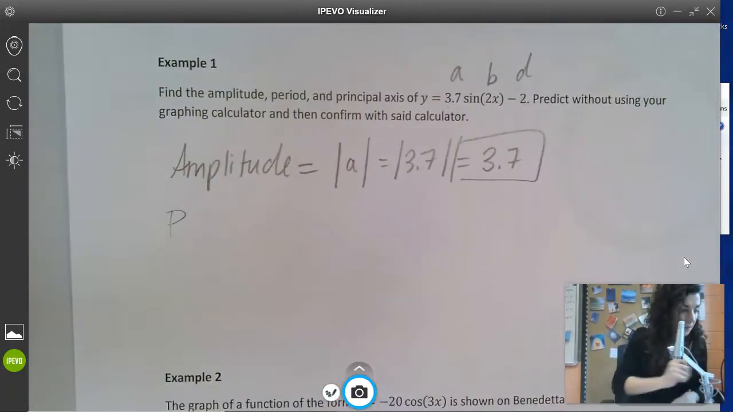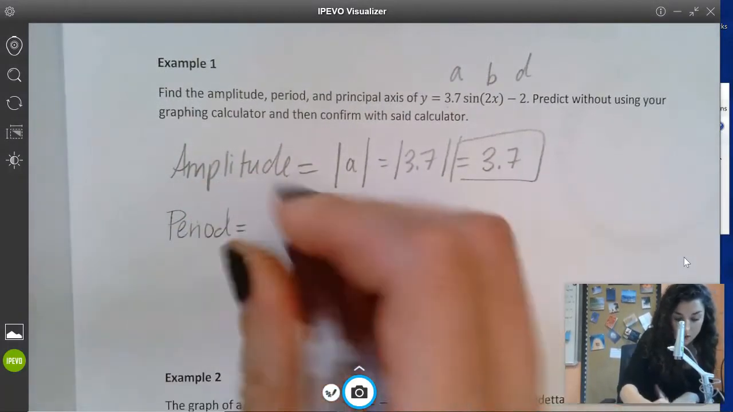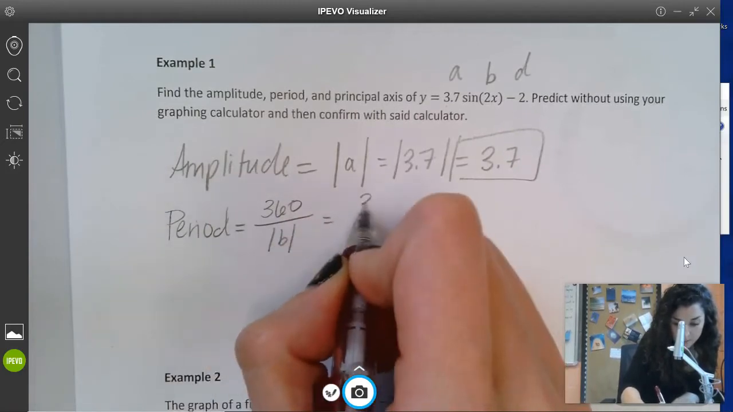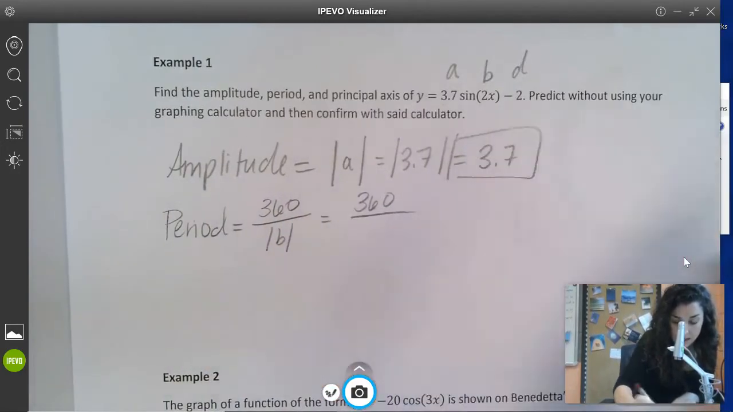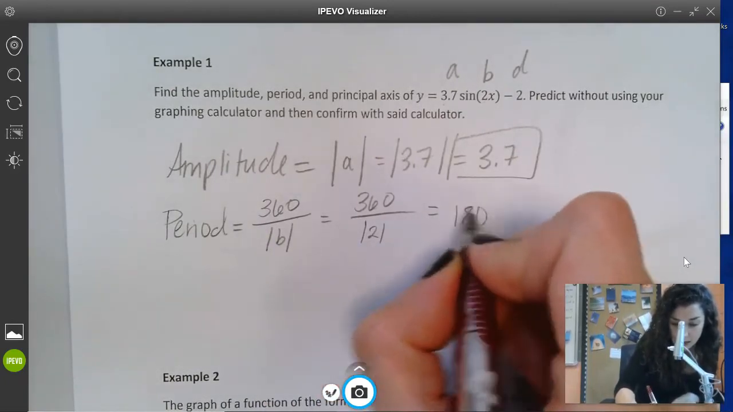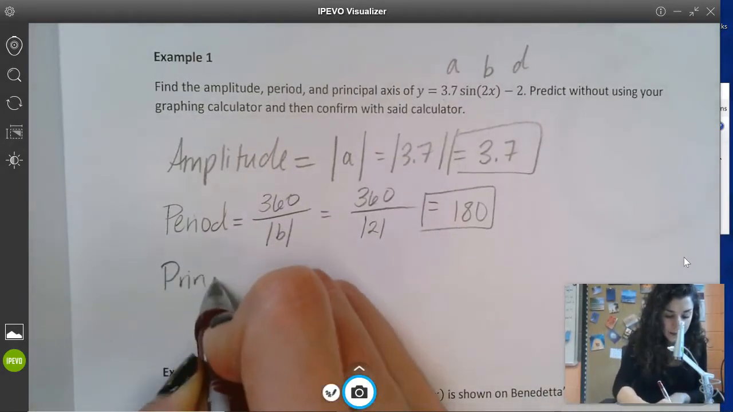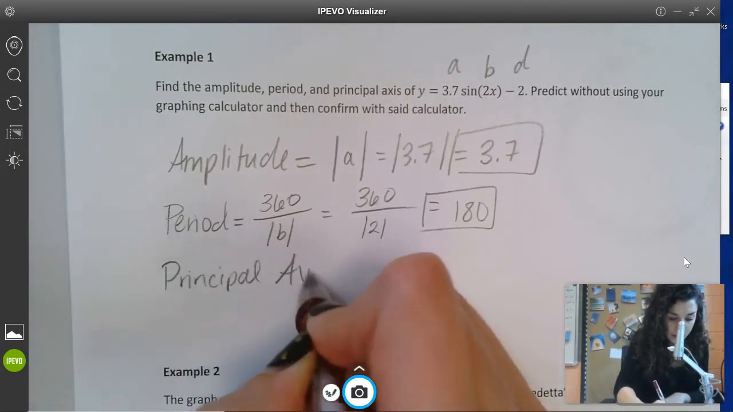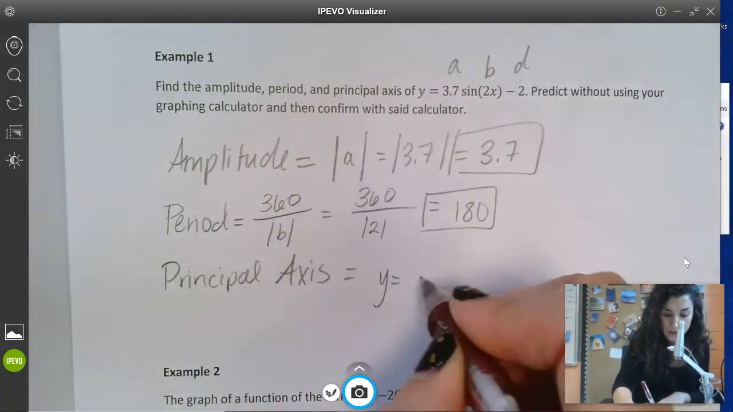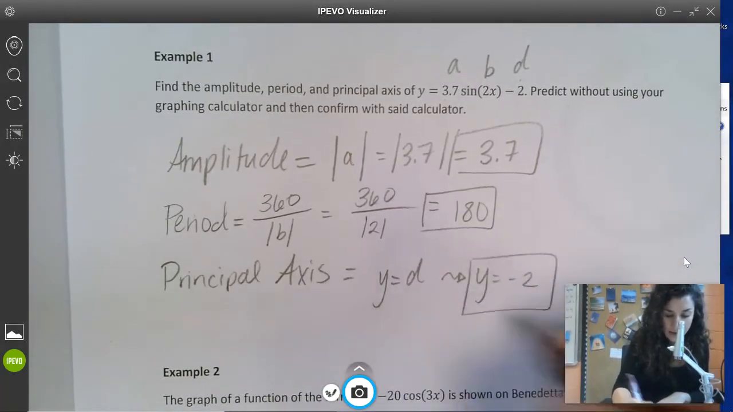The period is always equal to 360 divided by the absolute value of B. B, in this case, is 2. So your period would be 180. And then your principal axis is always just y equals D. So it's y equals -2.